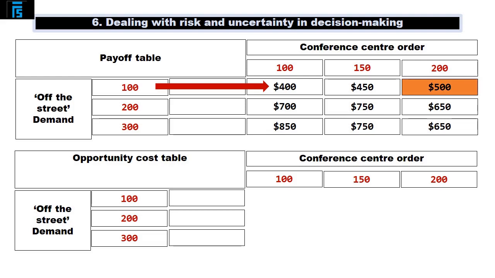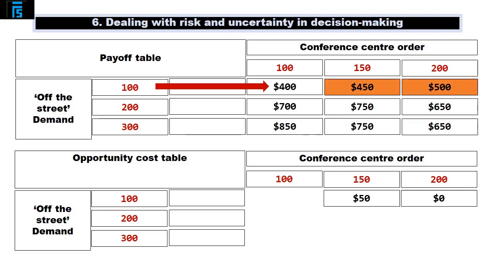The opportunity cost or regret would be 0. It was the best decision Jack could have made with hindsight. However, if it turns out off-the-street demand was 100 and Jack had agreed to supply 150 sandwiches to the conference centre, he would have secured a contribution of $450 rather than the $500 he would have gained if he'd agreed to supply 200 sandwiches. In other words, this is 500 less 450 or $50 lower than the optimum, or $50 opportunity cost or regret from having chosen the wrong decision in hindsight.